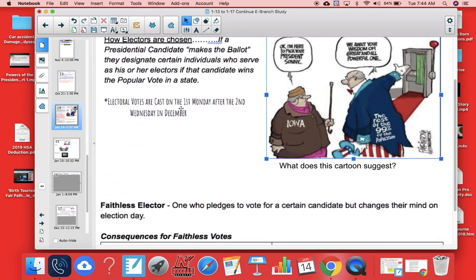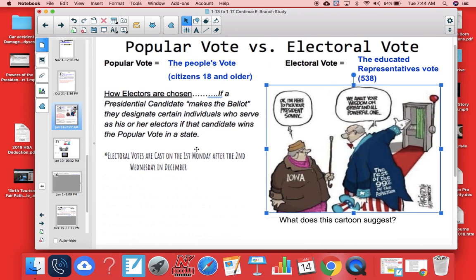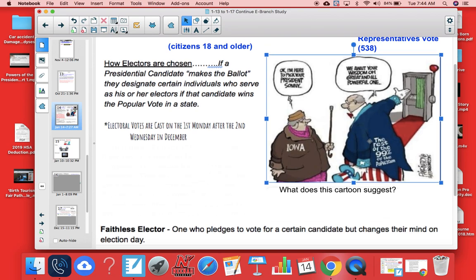Electoral votes are cast on the first Monday after the second Wednesday in December. This gives time for the electoral process to take place in every state, should there need to be a recount and all that. Okay? We've got a cartoon here about an old woman from Iowa.